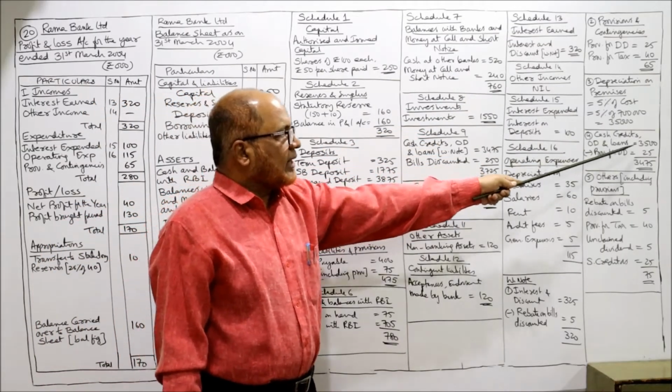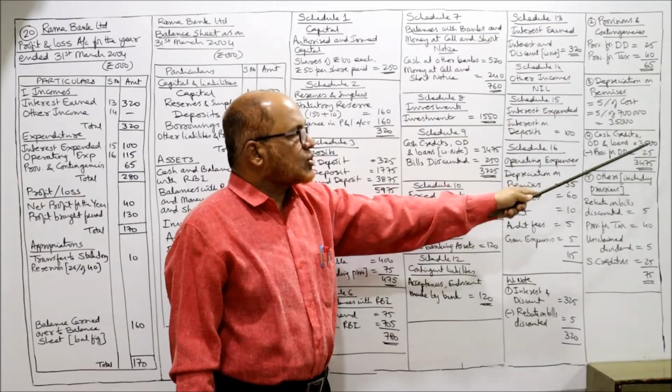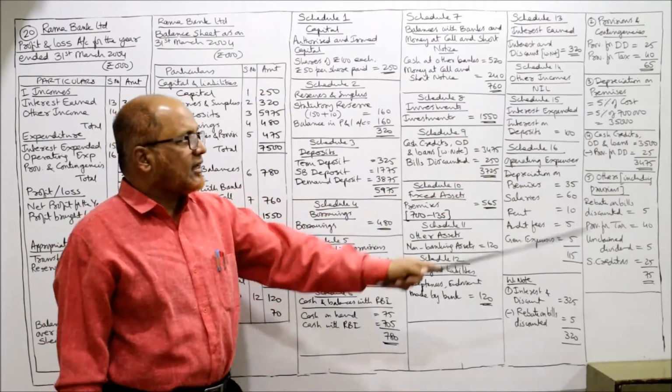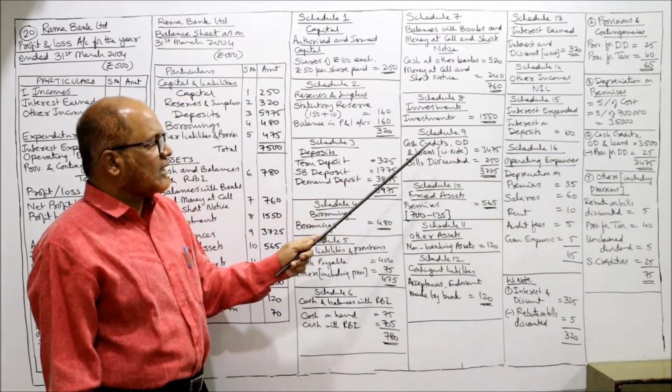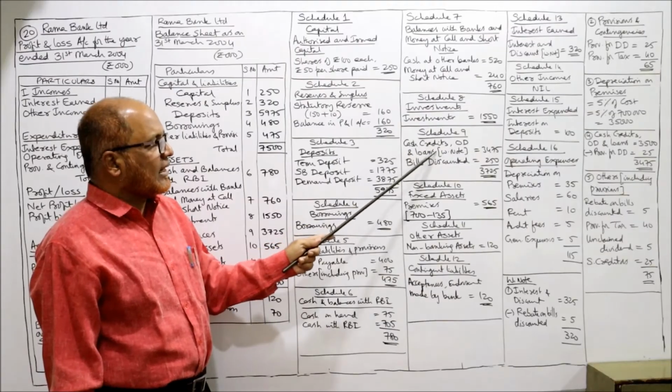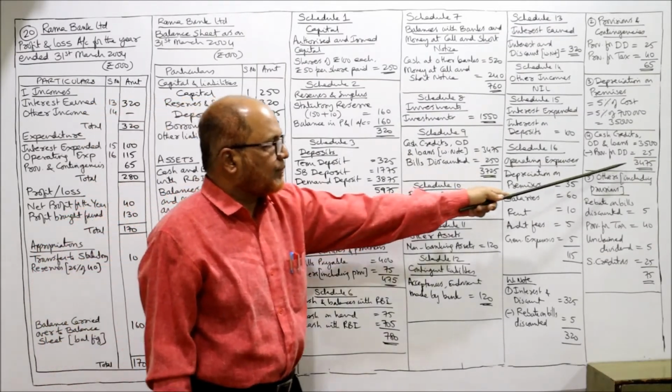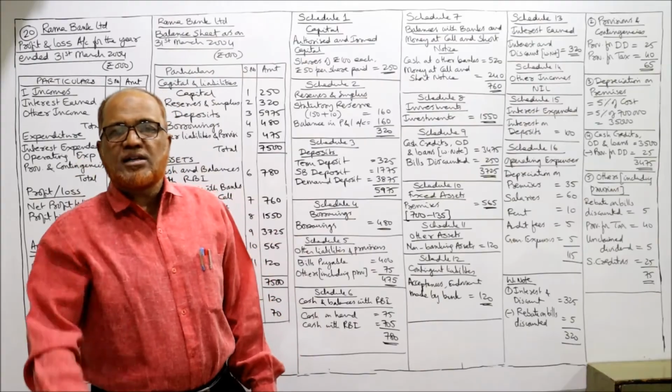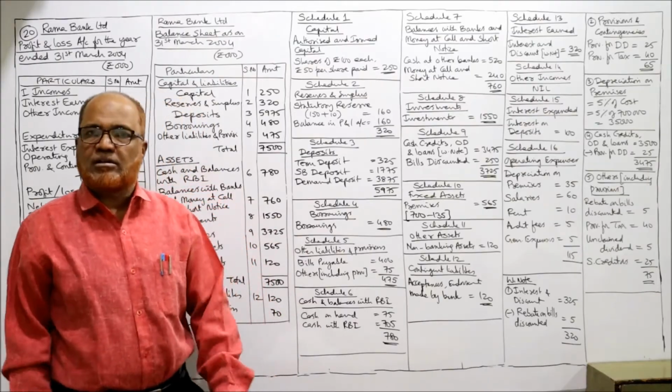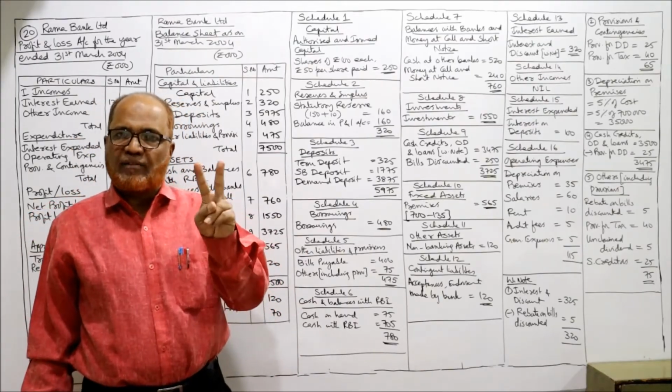Cash credit, overdraft and loan 3500 minus 25 provision for doubtful debts. Net amount will be taken in schedule number 9. Schedule number 9, cash credit, overdraft and loan, working note 3475. Two adjustments I told you. Third adjustment, provision for taxation. The provision for taxation will again have twice the impact.